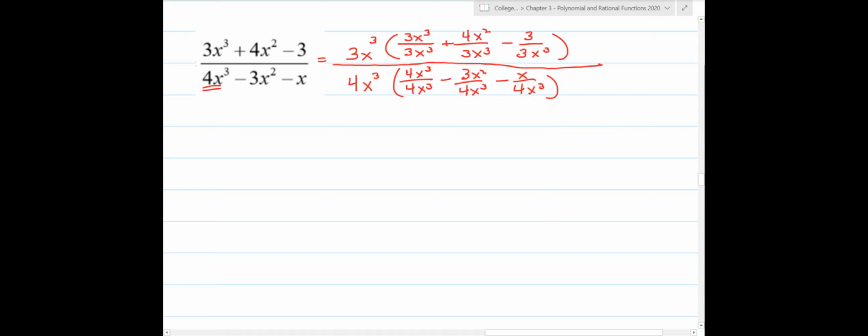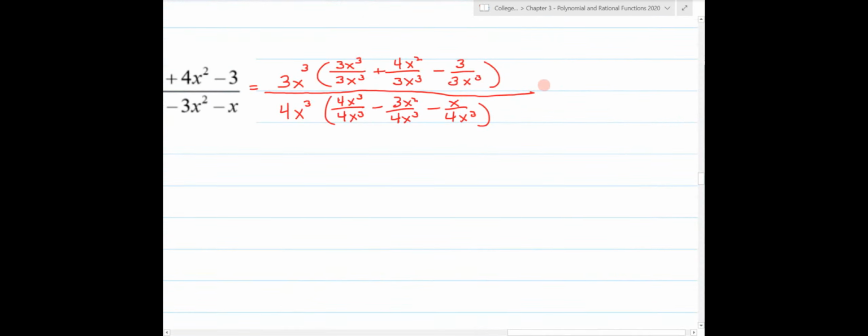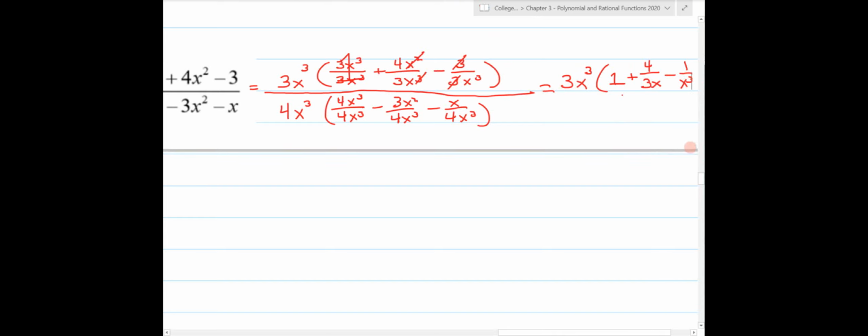Okay, so if we do that, what do these terms reduce to? What's this term right here reduce to? 1. Okay, so I'll have 3x cubed. I'll have a 1 there. Now this is going to be plus the x squared and the x to the third. They cancel and leave me, what, 4 over 3x? And then in this last one, the 3's cancel and leaves me 1 over x cubed. Is it okay?